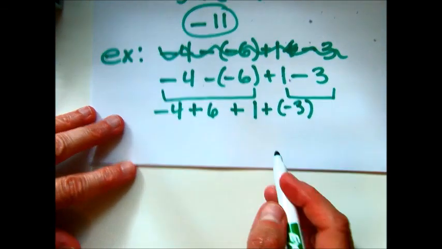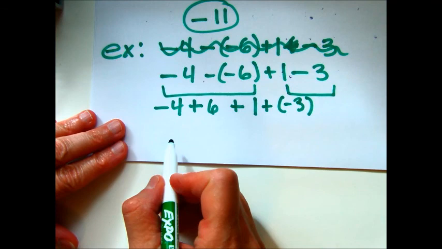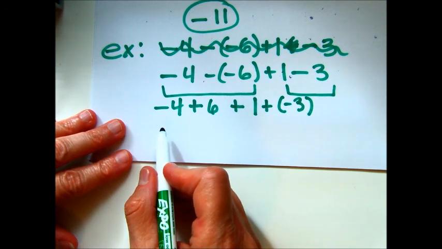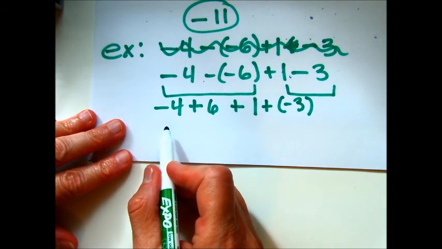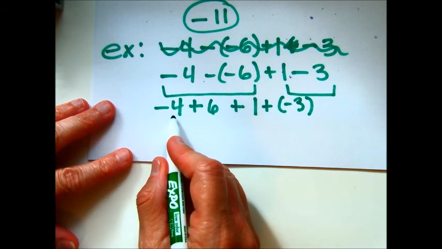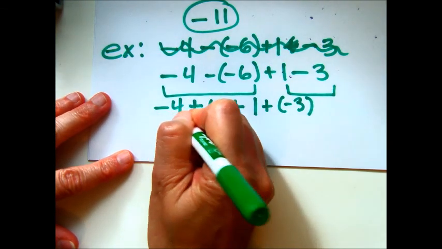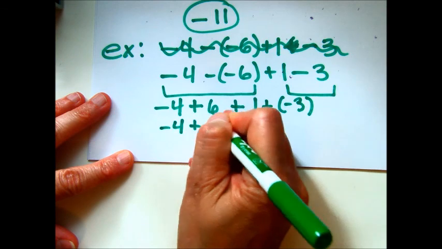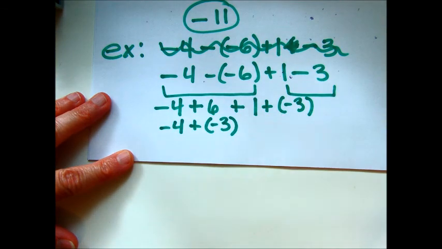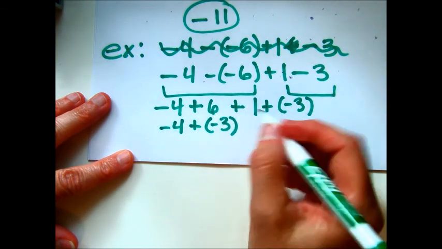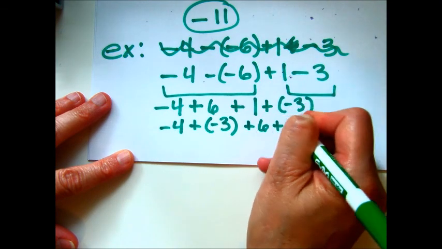All right, now I'm going to use commutative property. I want my positives and negatives together. I'm going to go ahead and put my negatives first. So I've got a negative 4 plus negative 3. And then I have two positives, plus 6 plus 1.